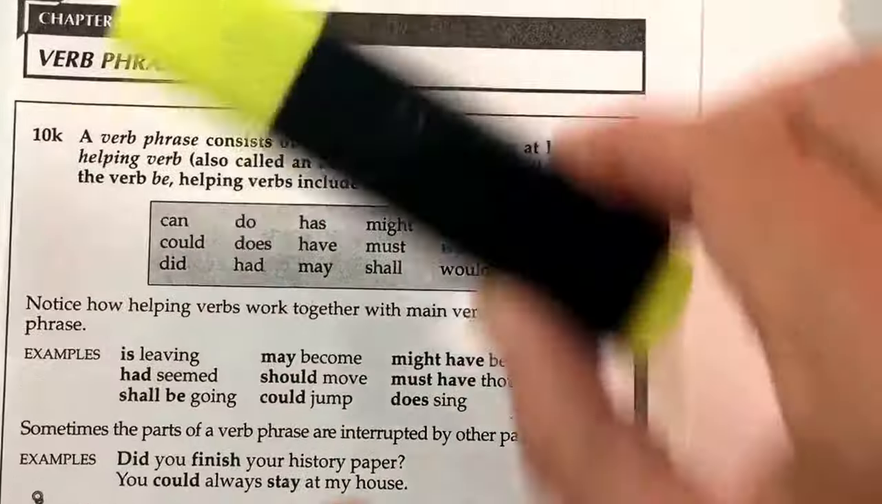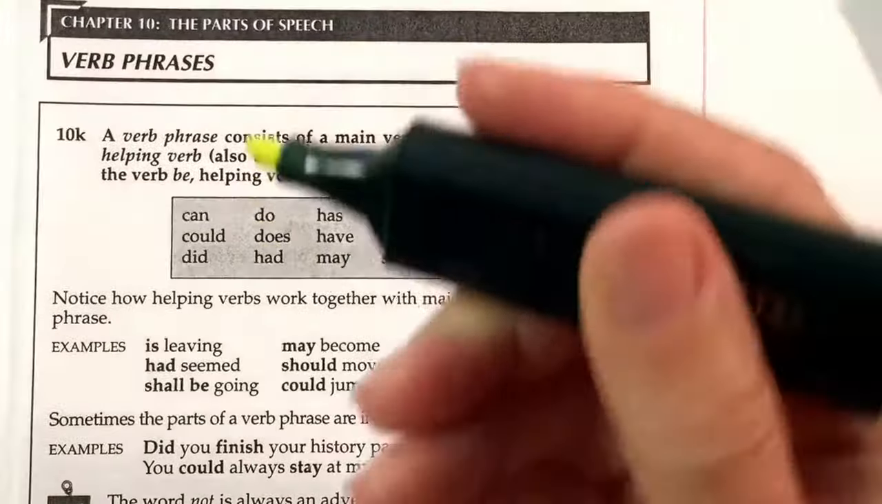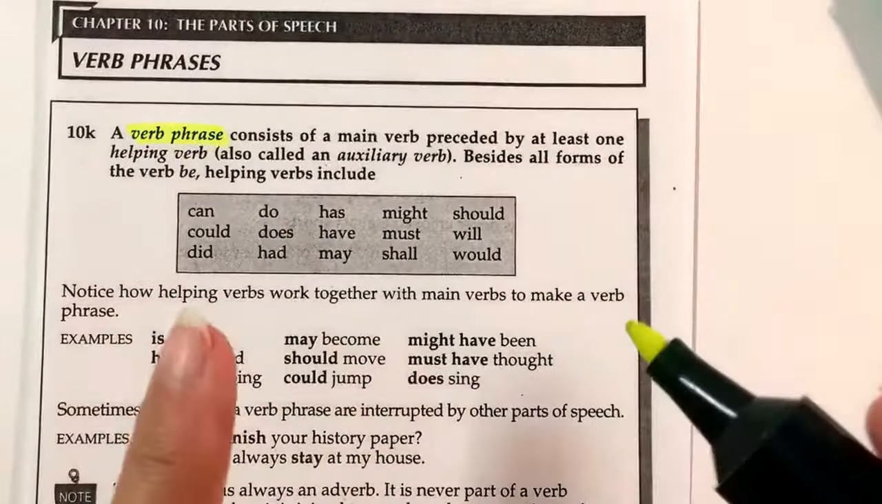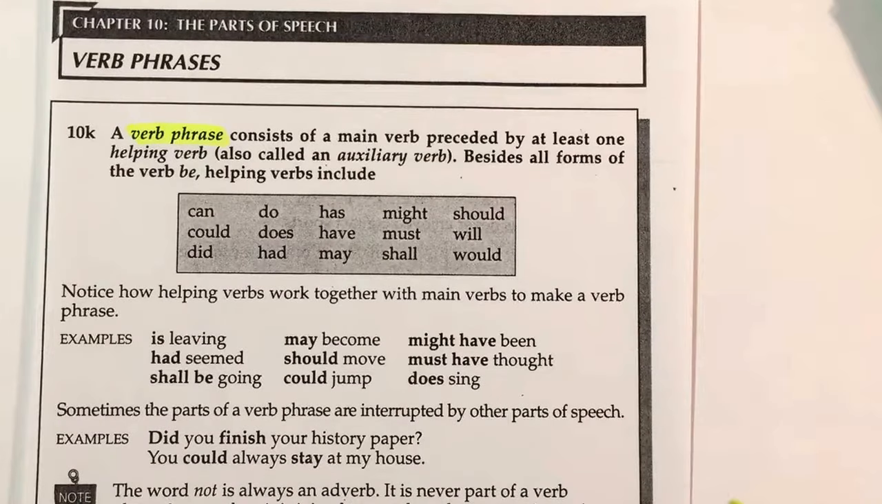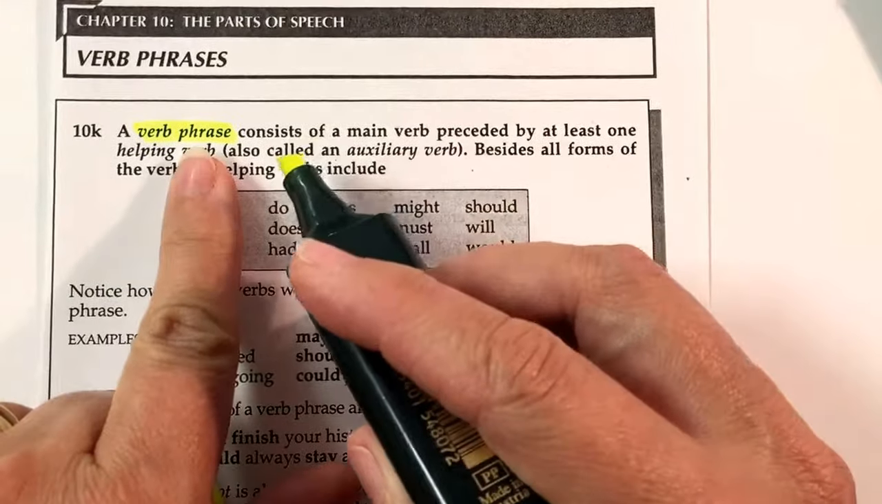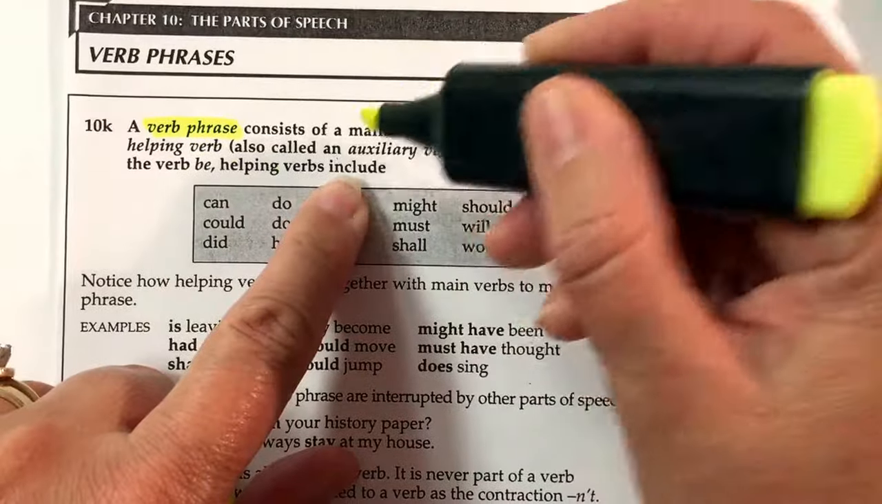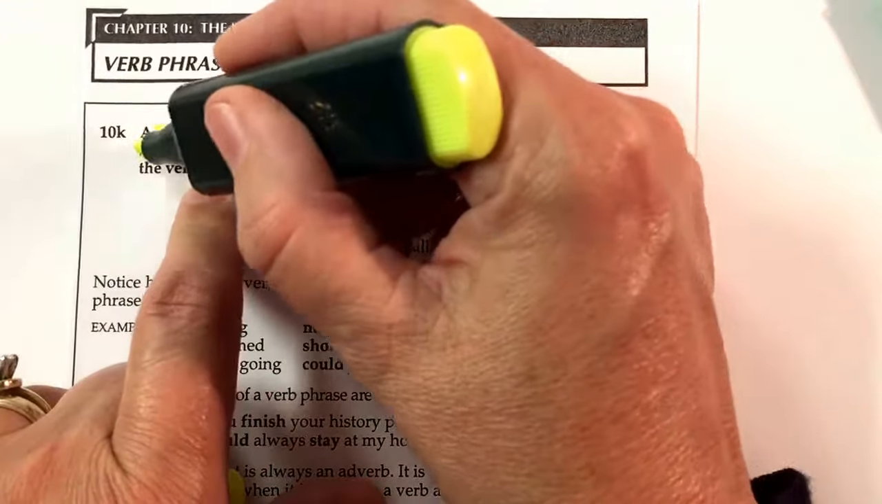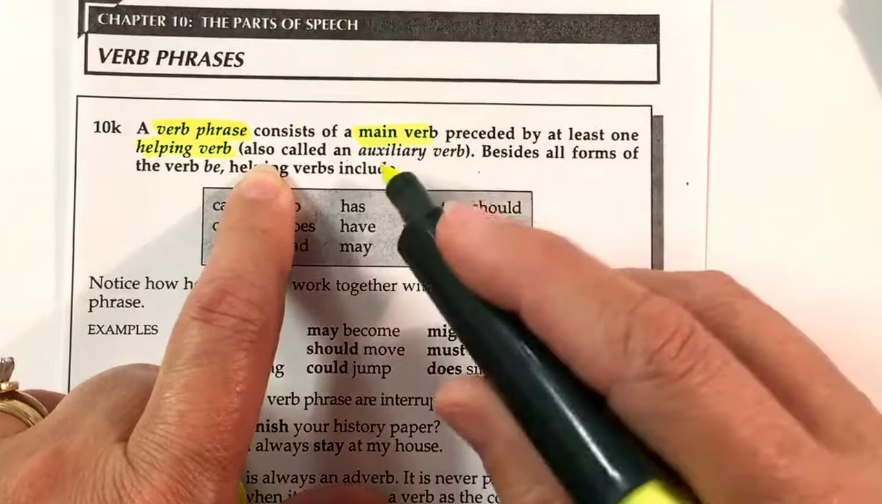I'm going to start with a highlighter again. And a verb phrase, let's go ahead and highlight that. This is on page 109, by the way, I apologize. 109 in the English Workshop book. A verb phrase consists of a main verb preceded by at least one helping verb, also called an auxiliary verb.